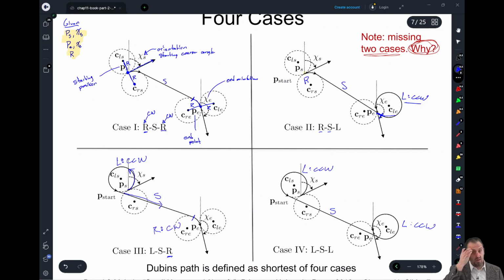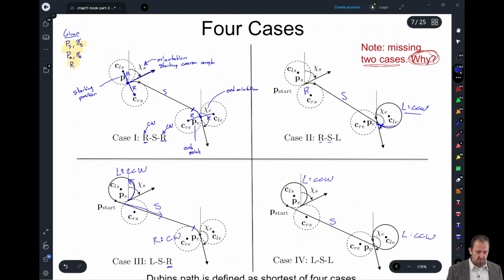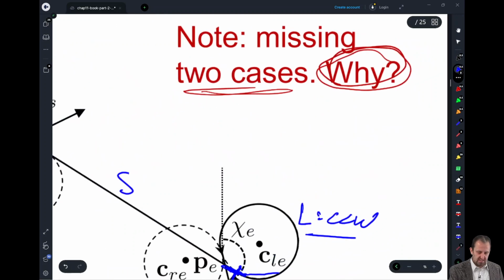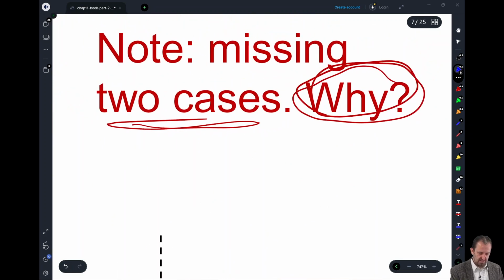So the idea behind Dubins paths is that we have to try each one of these out, or calculate the distance required for each one, choose the minimum one, and that's the one we're going to execute. These are 4 of the major cases. The book is missing 2. So there are 2 other possible cases.